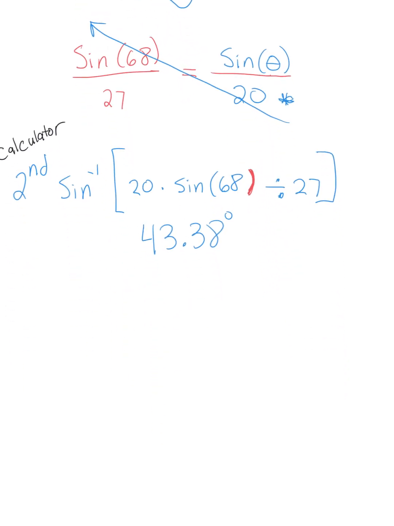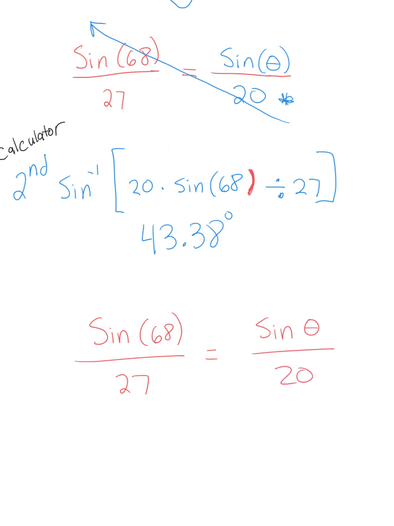I'm going to bring down that same proportion. The sine of 68 over 27 is equal to the sine of theta over 20. You could go to your calculator and get this value right off the bat. So if you go to your calculator and you punch in the sine of 68, that gives you 0.927.